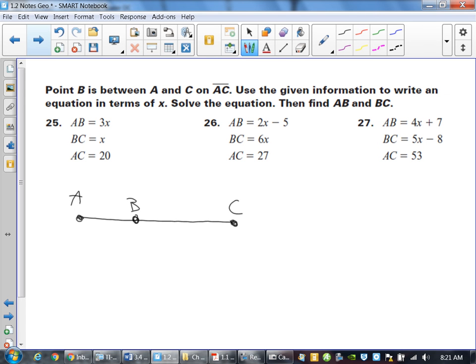Starts it out. Now you have a visual. Fill in the blanks. How much is AB? How much is BC? X. And then how much is AC? 20. 20.